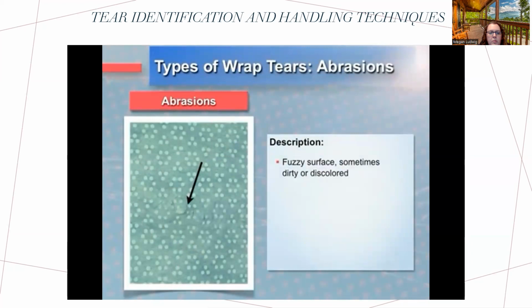Abrasions are another category of wrap tear. An abrasion appears as a fuzzy surface, sometimes dirty or discolored. It can occur when a wrap tray is repetitively pulled over a hard surface. Trays that are repeatedly handled prior to use often display abrasion.